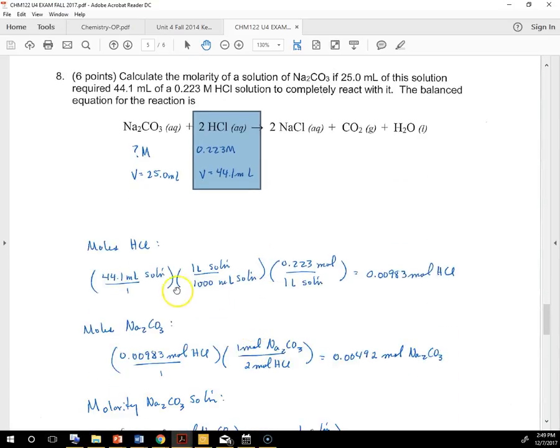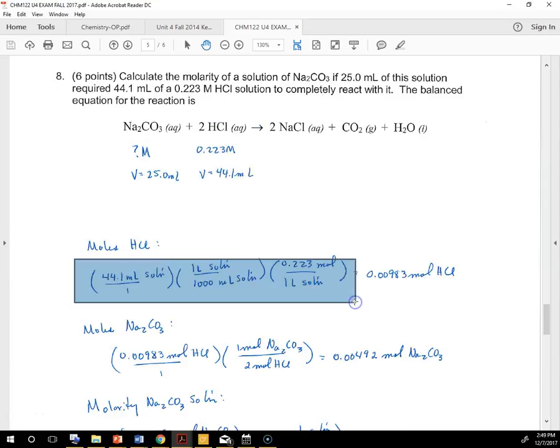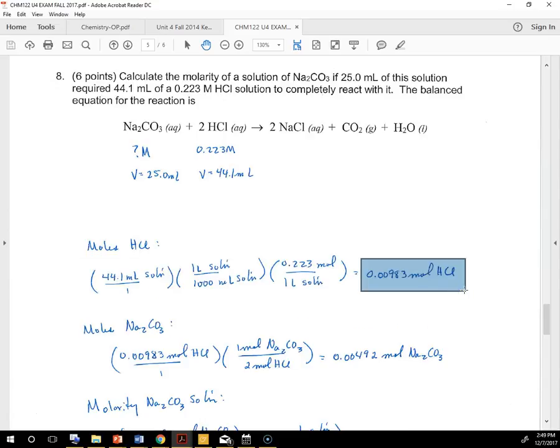So the first step, and you kind of got the steps, you just didn't quite know how to finish them up. We're going to take the volume, 44.1 milliliters, and convert it to liters using 1 liter per 1,000 milliliters. And then we're going to insert the molarity, that 0.223 moles per 1 liter. Now that has to do with the HCl, and that's going to give us our moles of HCl, 0.00983 moles of HCl.